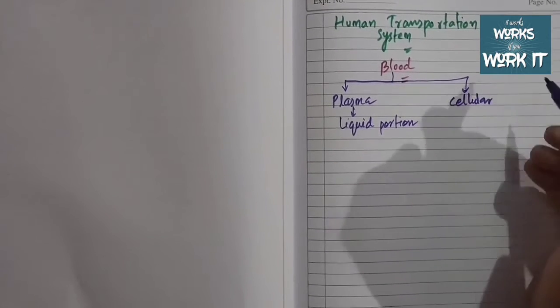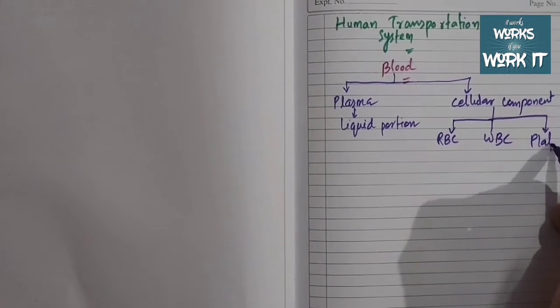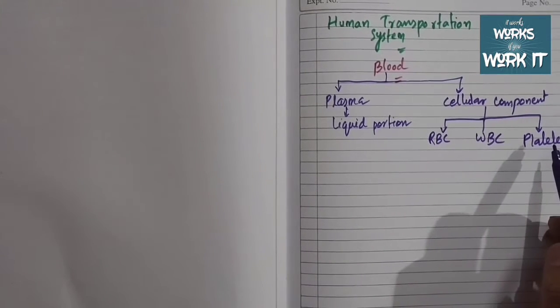Next are the cellular components, or we can say the solid components of the blood, which are called blood corpuscles. The main one present in it is the RBC, red blood cells. Next is WBC, white blood cells, and the third one is the blood platelets. These are the three substances present in the blood as solids.